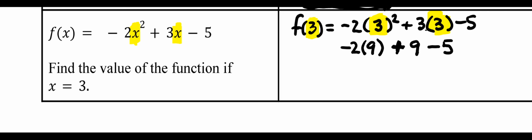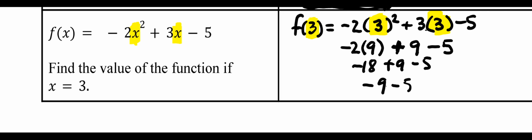So then I've got negative 2 times 9, that's negative 18, plus 9, minus 5. Negative 18 plus 9 would be negative 9, minus 5, and then negative 9 minus 5 would be negative 14.